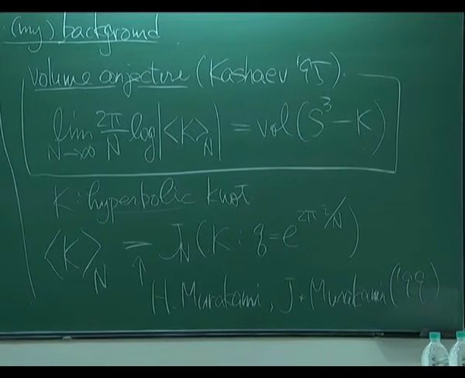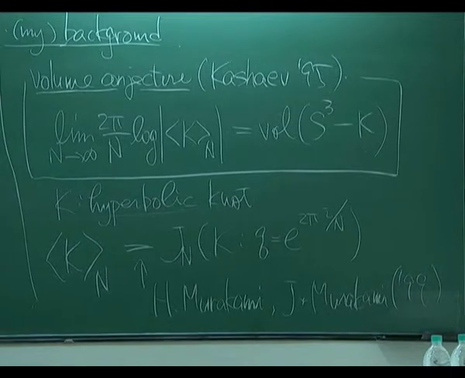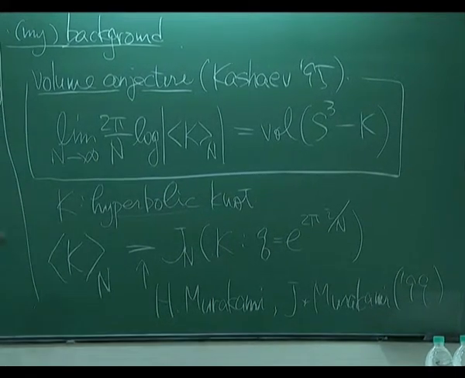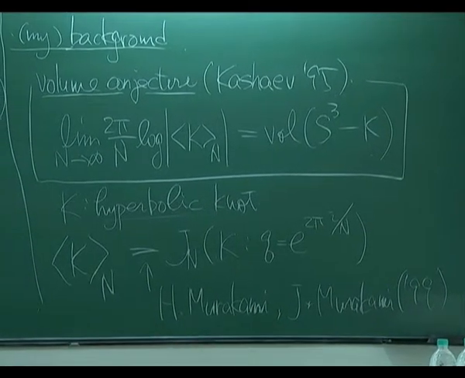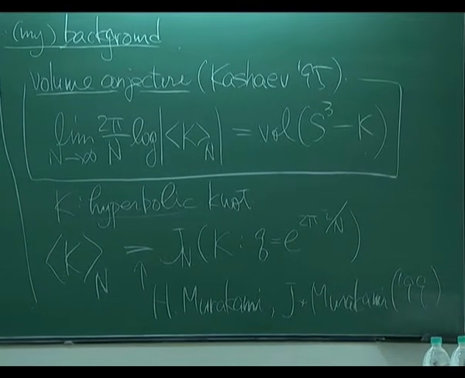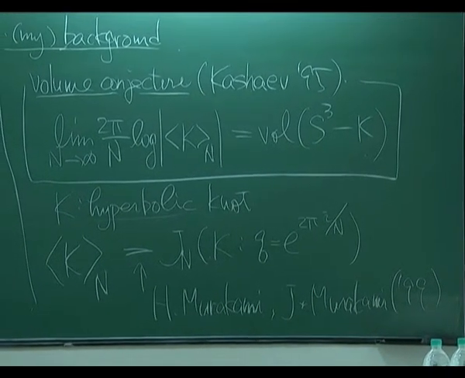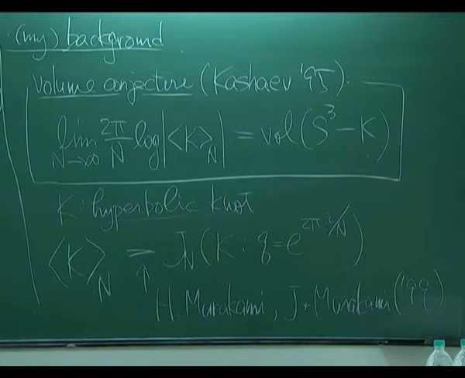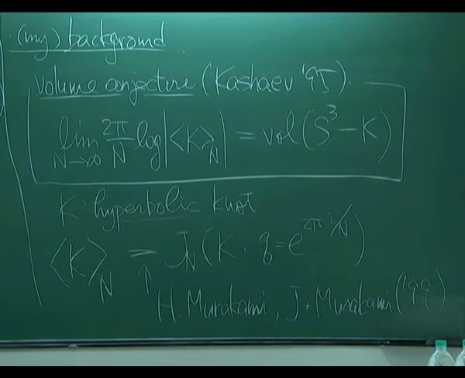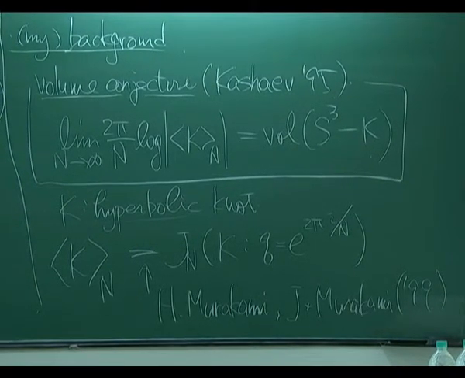Okay, so to understand the left-hand side of the volume conjecture, I want to explain the colored Jones polynomial. Sorry, what is the meaning of the right-hand side? Later I will explain. First, I just want to try to explain the left-hand side.